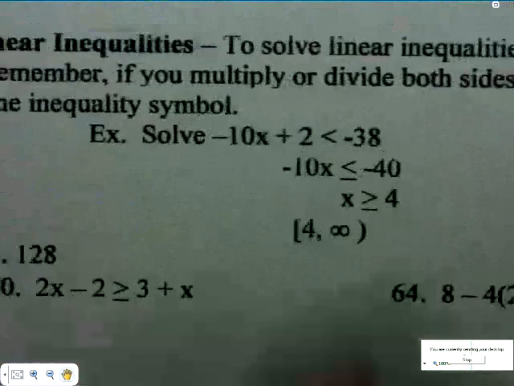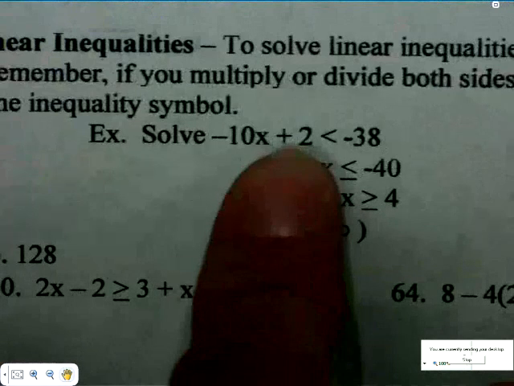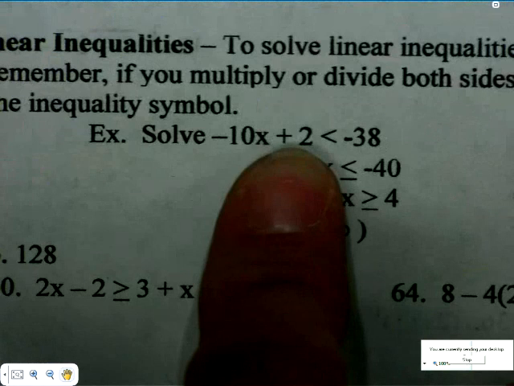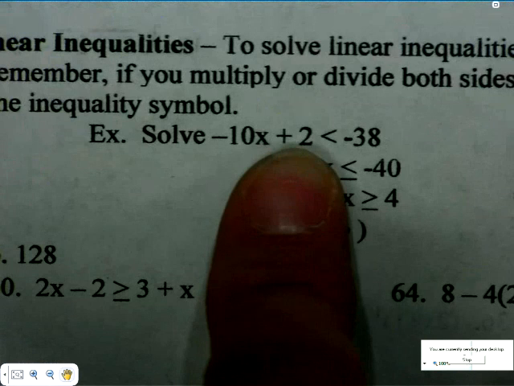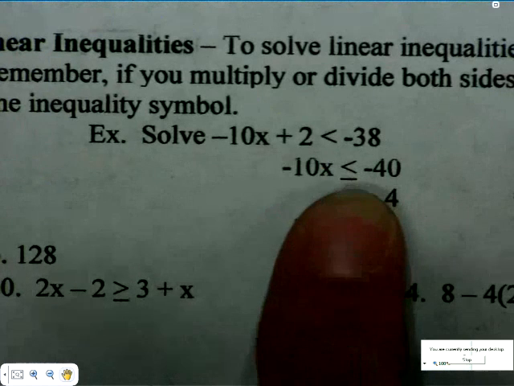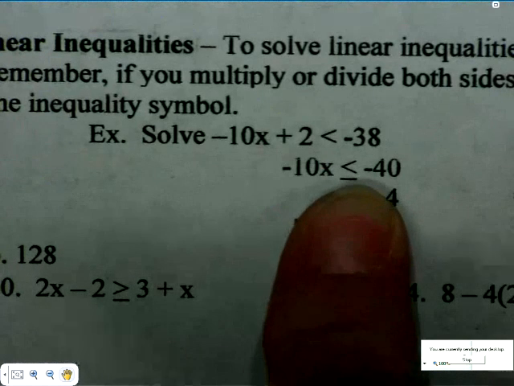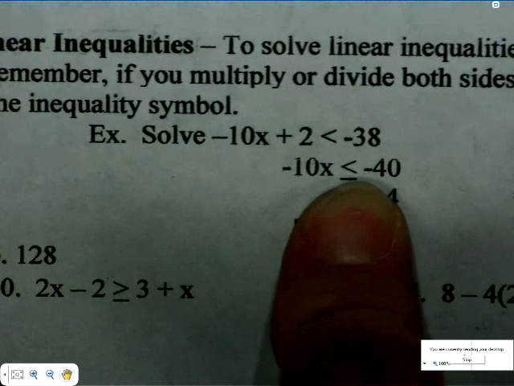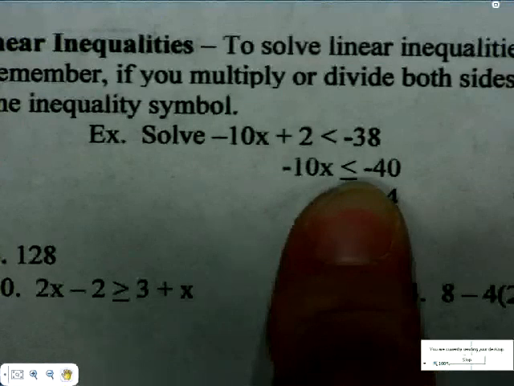All right, here's a linear inequality. Same steps as solving an equation. I don't have any fractions to clear out. I don't have any parentheses to clear out. I don't have any like terms to combine. So the first thing I do is what? Subtract 2 from both sides, and -38 minus 2 is -40. And then what? Divide by -10, and as soon as your brain thinks the words divide by negative, what bells and whistles go off?